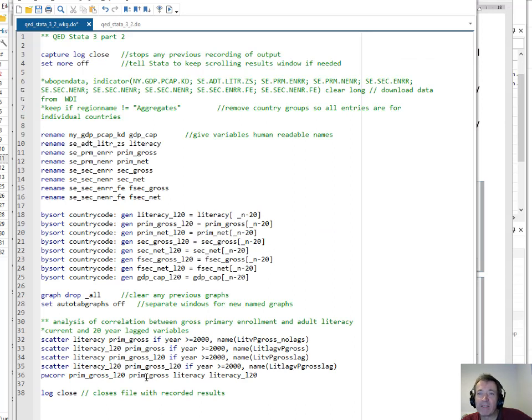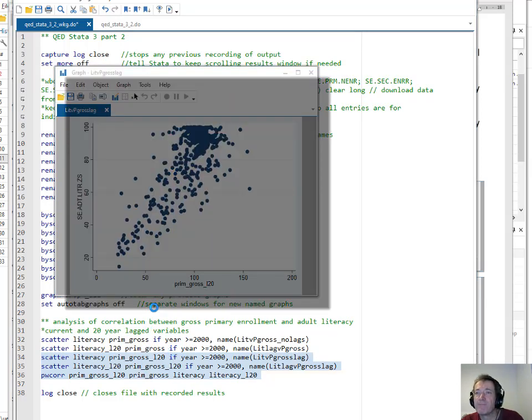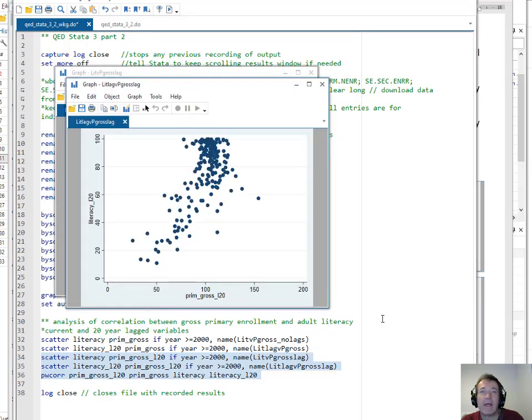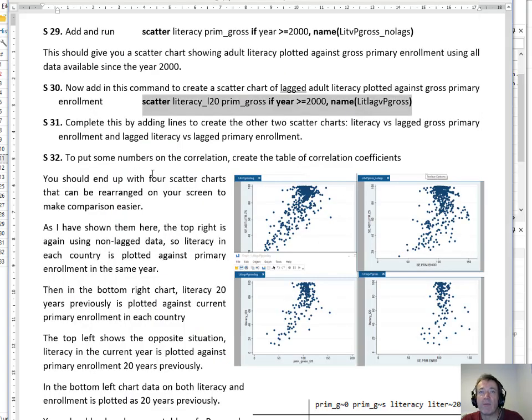So here I've put the next three lines in, so we can execute those three. The first line does lagging primary, the next one lags both of them, then we get the correlation coefficient at the end. I've also added a few comments to make it a bit more legible. So that's the other two graphs. And now we should have everything. So you should end up with 4 scatter charts. We can rearrange them on the screen in a second, and also we have the correlation coefficients.